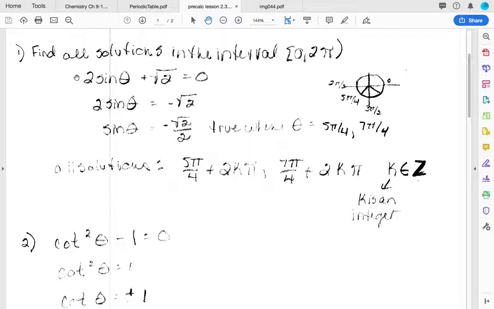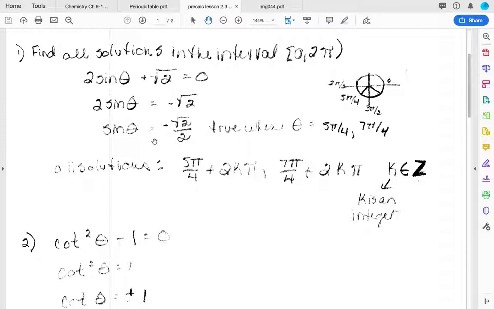Number 1, and you will see the questions ask you for solutions in a certain interval, 0 to 2 pi usually, or they will ask you for all solutions. So we're going to go through both types on this first one. So our first example is 2 sine of theta plus square root of 2 equals 0. Your first step is to get sine of theta alone. So we subtract square root of 2, we divide by 2, we have sine of theta equals negative square root of 2 over 2.